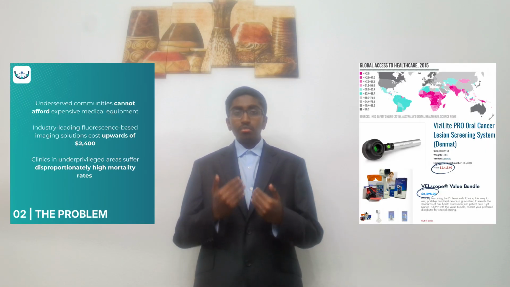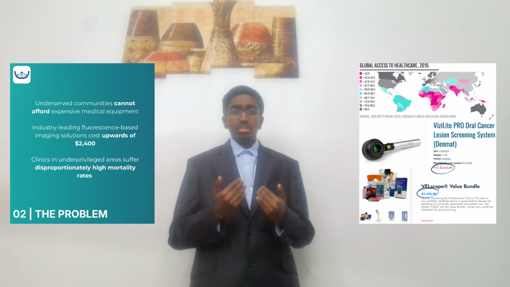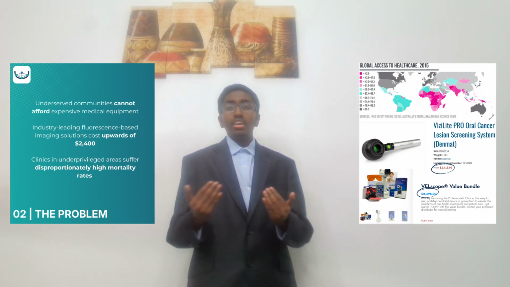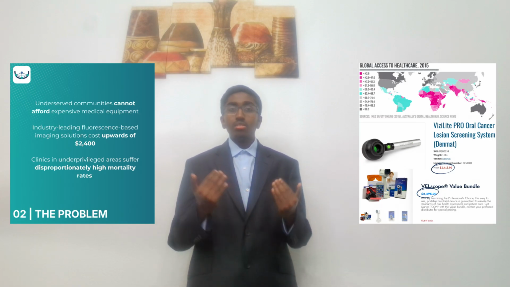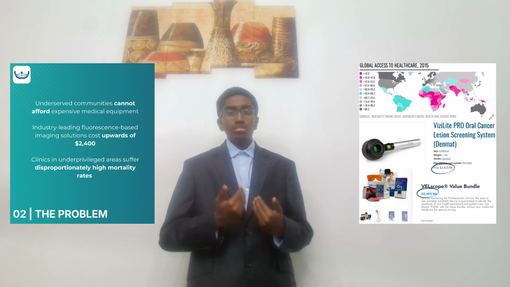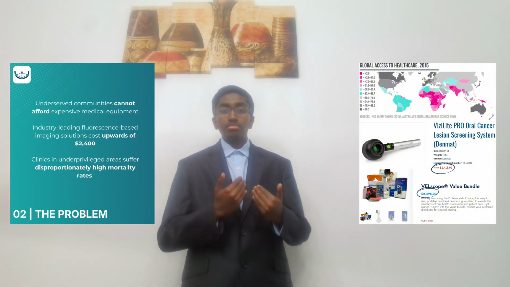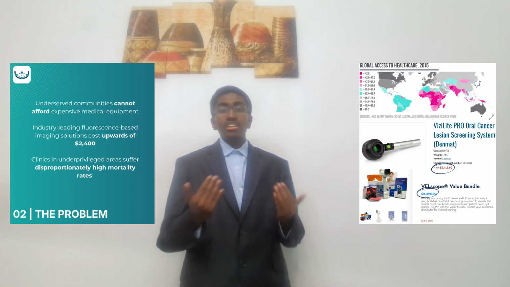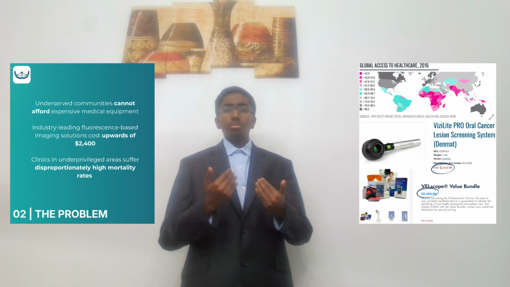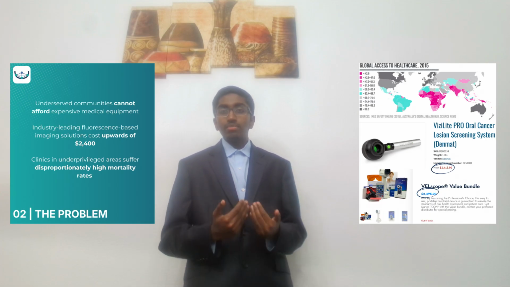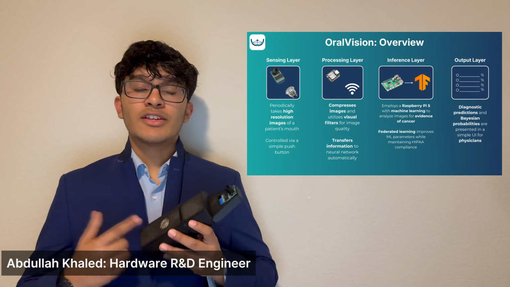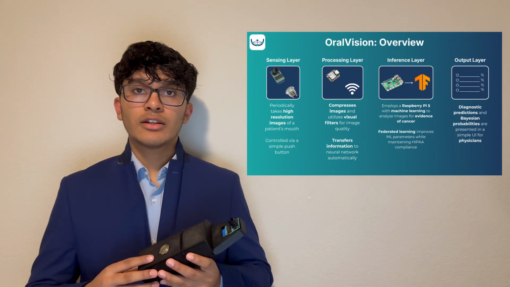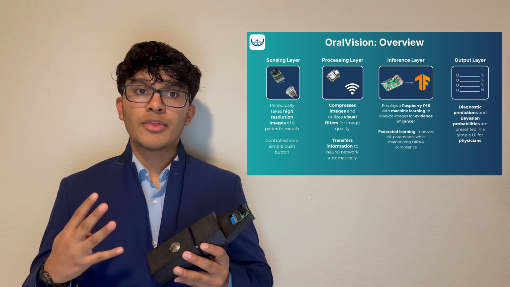The oral cancer screening market is dominated by fluorescence-based imaging devices like the Velscope VX and the VisiLight Pro, which use UV light to illuminate potentially malignant tissue in the oral cavity. However, these solutions can cost over $2,400 per unit, an exorbitant price that makes it difficult for clinics in lower income areas to access proper oral diagnostics, forcing them to resort to rudimentary methods like visual examination and palpation that are far less accurate.